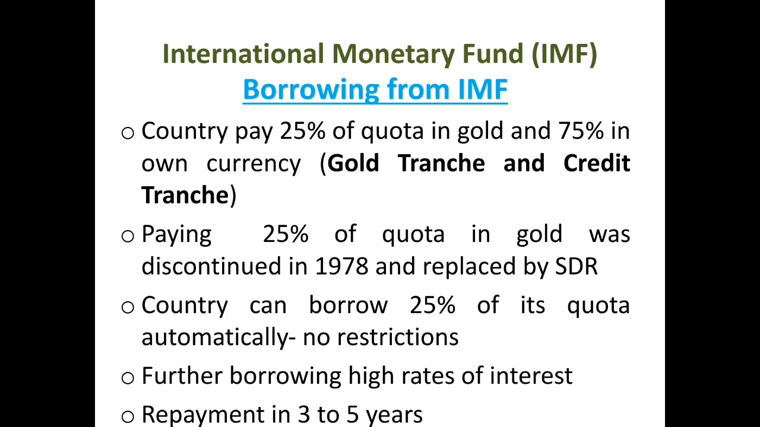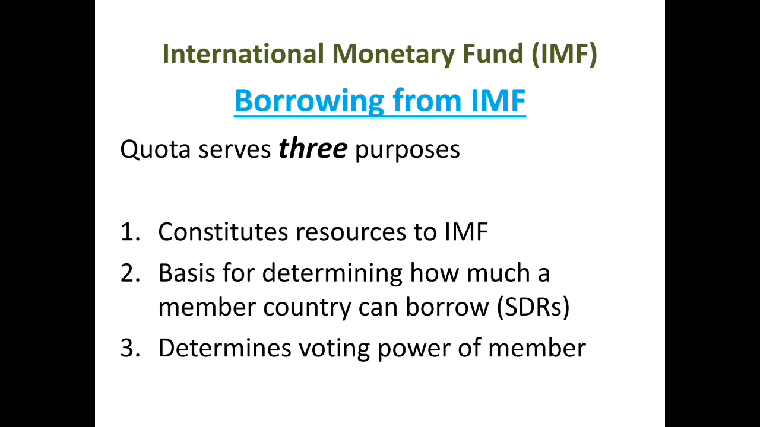Now, the country can borrow 25% of its quota without any condition or restrictions, provided it is facing a crisis in its balance of payment. But further borrowing will involve a high rate of interest. Since the IMF provides only short-term borrowing facilities, repayment must take place within 5 years.